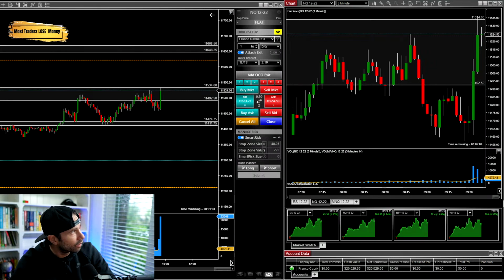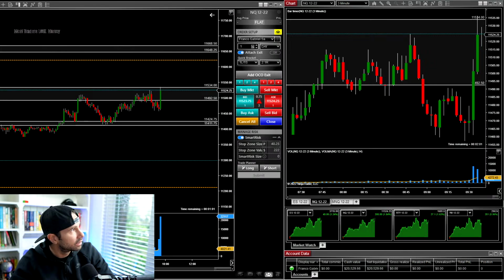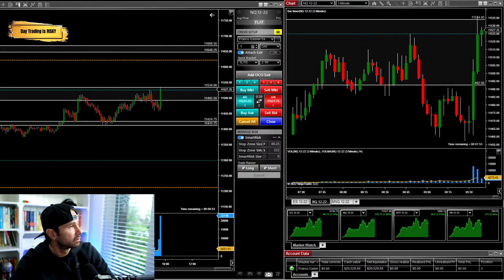Now the RTY completely turned around. The 5-minute candle on the RTY is impressive. Also on the NQ, but on the RTY is very, very impressive. We were down.